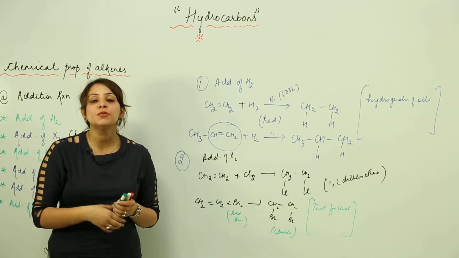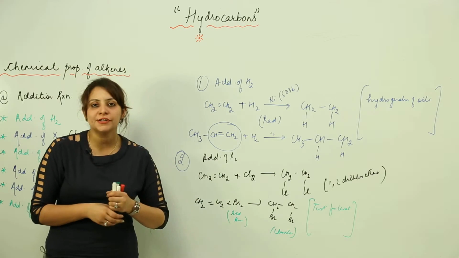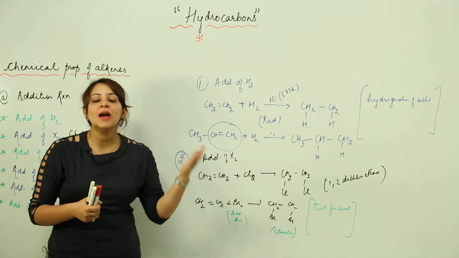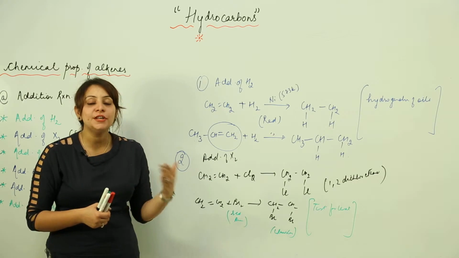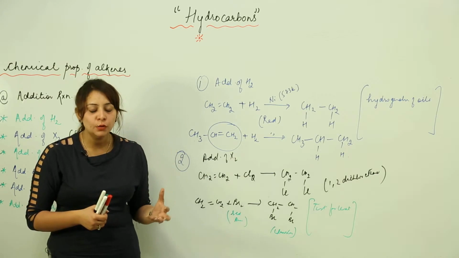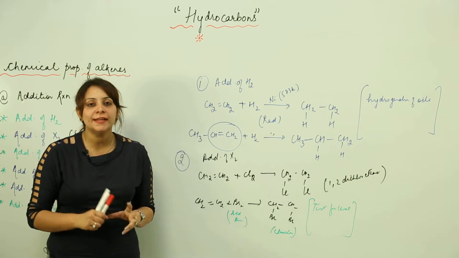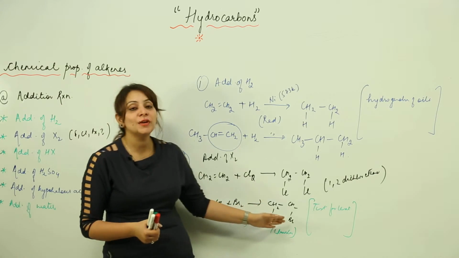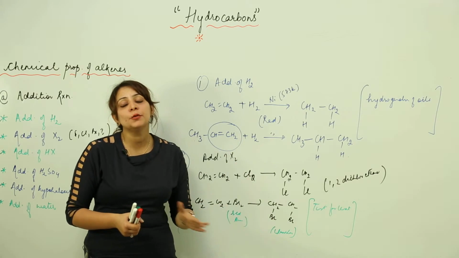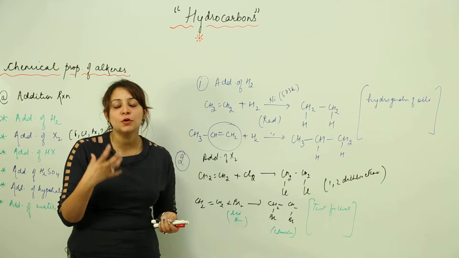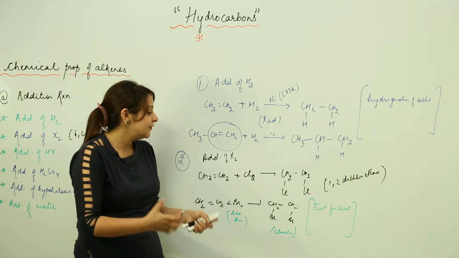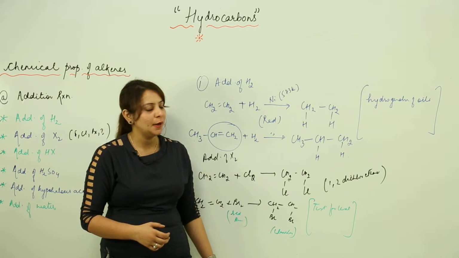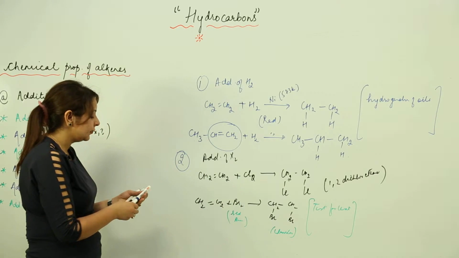what you can do is perform the bromine water test. You need to add bromine to it. Initially the bromine color is reddish brown, but when you add it and shake the test tube, you get a product which is colorless. So if the reddish brown color of bromine gets discharged, then obviously it is an unsaturated compound. So this is the addition of halogen.